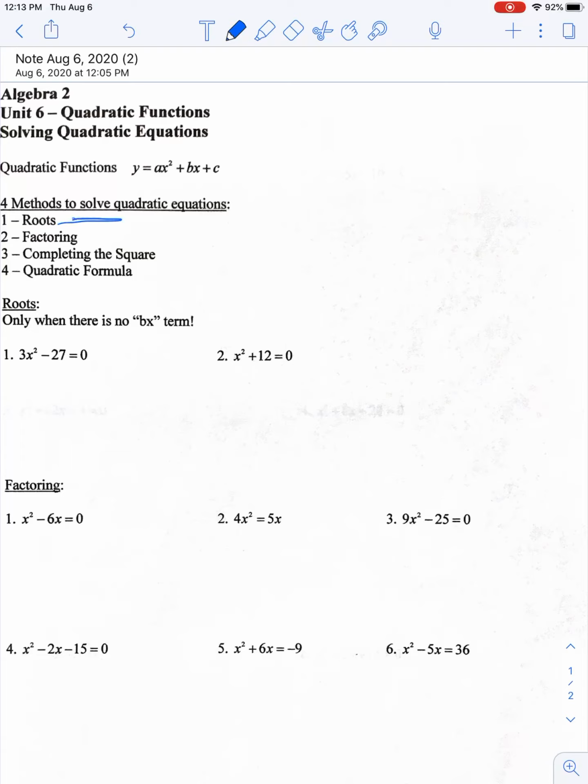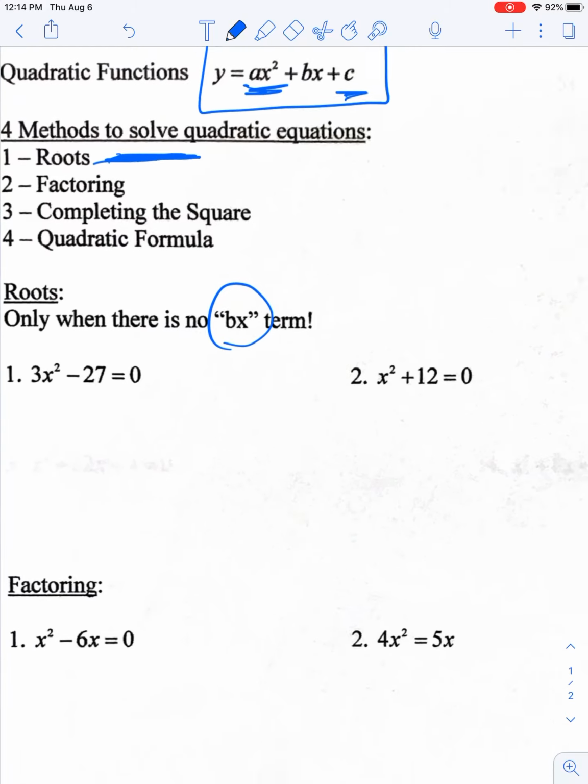Okay, so the first method is to solve by roots, and that's not the technical term for it, it's what I call it. And look at number 1 and number 2, you can see that there is no bx term. So if this is your quadratic, it has the ax squared term and it has the constant, but it does not have the x term. And this is the only time when you can solve these by roots.